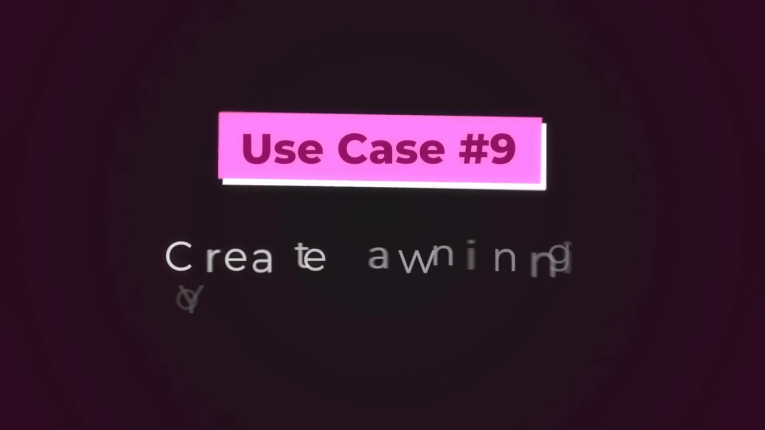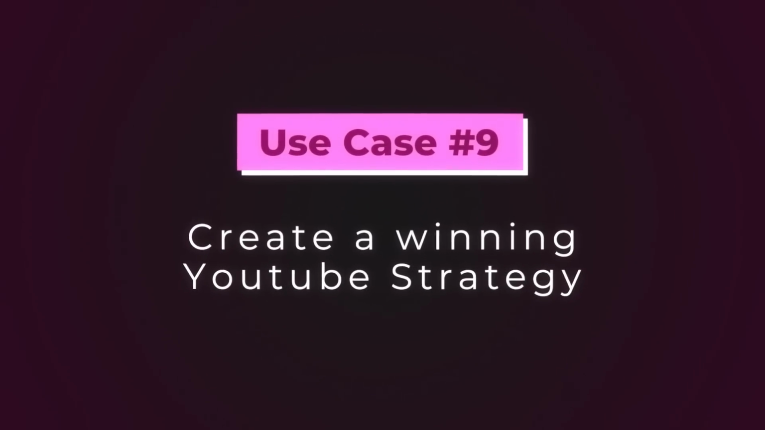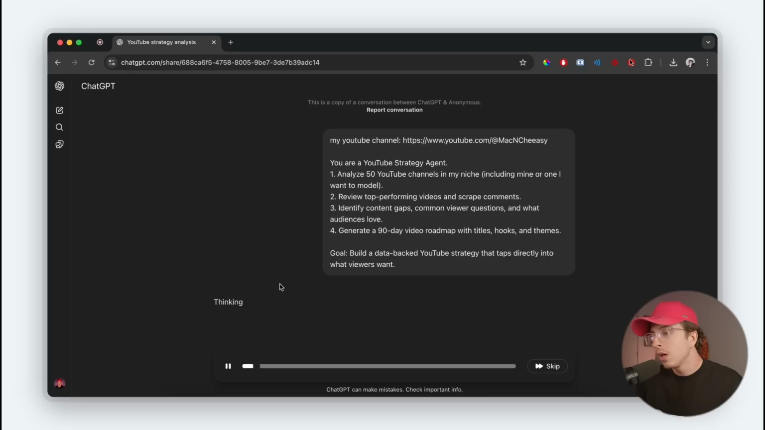Use case number 9. You can have your agent create a winning YouTube strategy. To do this, check this prompt out. If you have a YouTube channel, bring that in. If you don't, find a channel that you love or that inspires you that you want to build towards, and that can be your starting spot. Then have it analyze 50 YouTube channels in this specific niche. Then you want to review top performing videos and scrape comments.